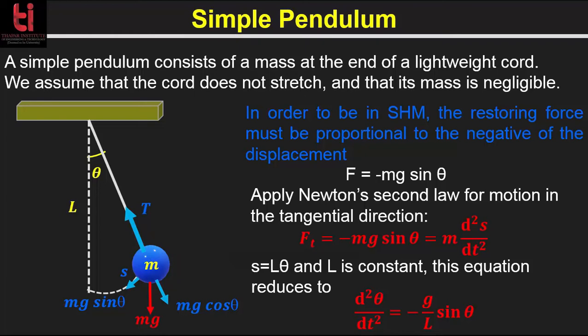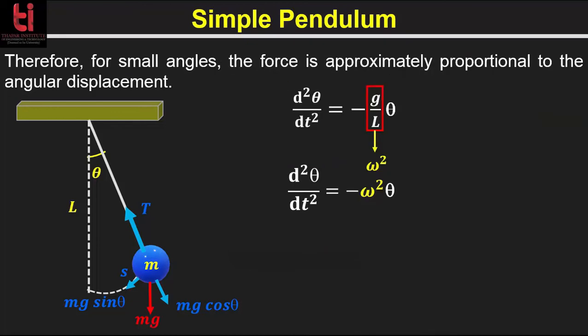Now s is equal to L into theta, where L is the length of the chord, and this is actually constant, and this equation reduces to d2 theta by dt2 is equal to minus g divided by L into sine theta. And g is actually the gravitational acceleration. So now this equation does not have the same form as the equation of simple harmonic motion, as we have sine theta on the right hand side instead of theta.